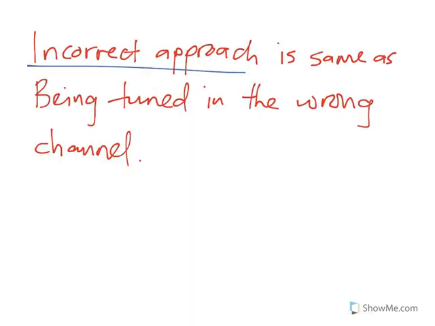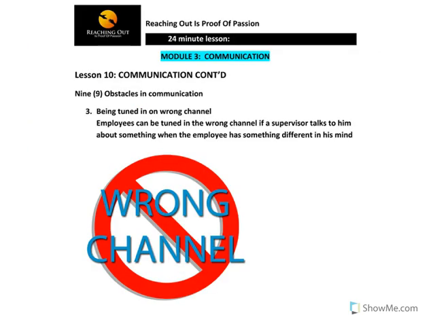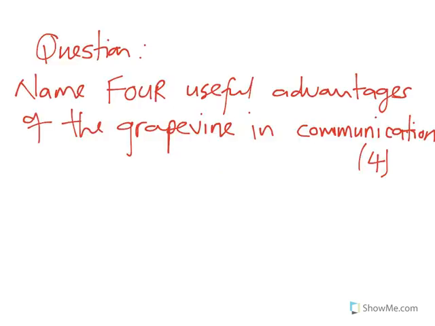Now, what about incorrect approach? Incorrect approach in this case is the same as being tuned in the wrong channel. Hence I say it is important for you to know how they interchange some of the words. So for incorrect approach, you are supposed to remember that there is a section that talks about being tuned in the wrong channel. And the answer to give was the one for being tuned in the wrong channel. What does it mean? Employees can be tuned in the wrong channel or wrong approach if a supervisor talks to him about something when the employee has something else in mind.